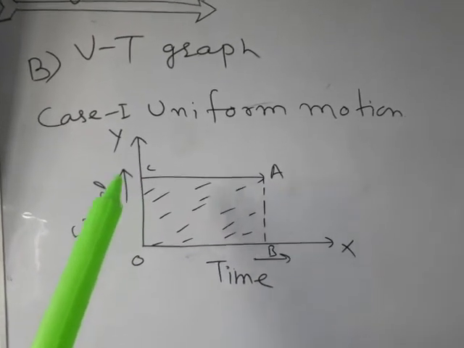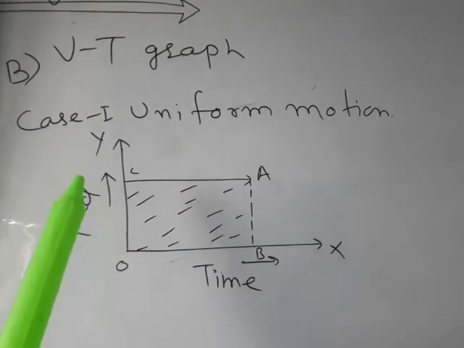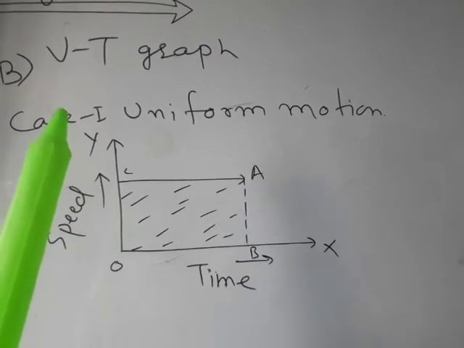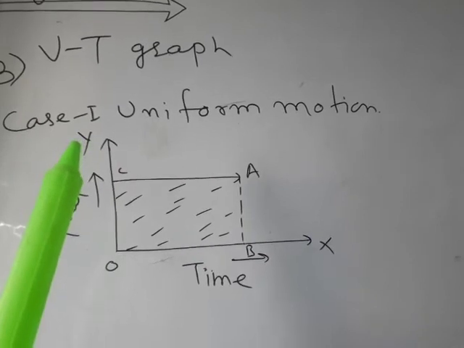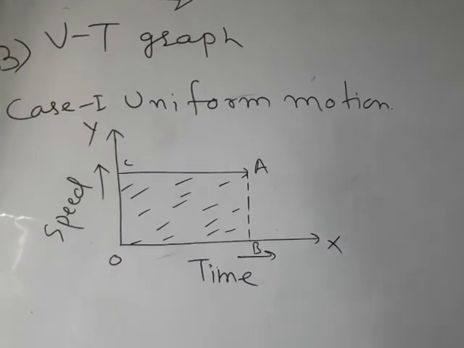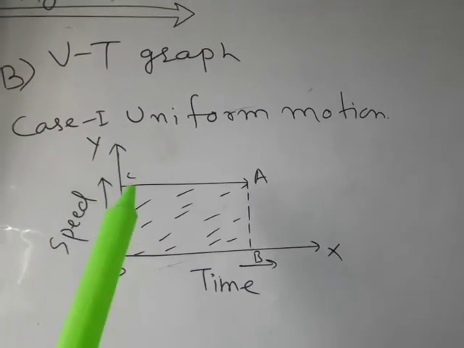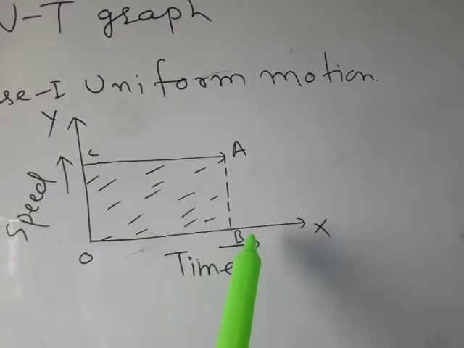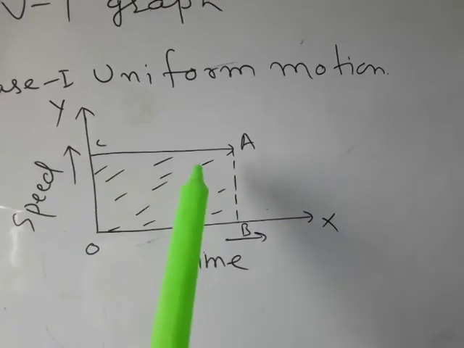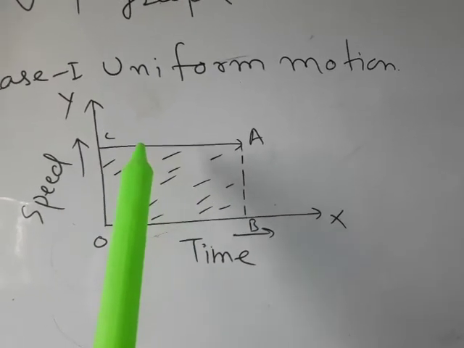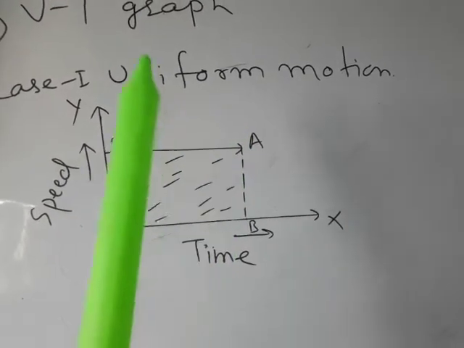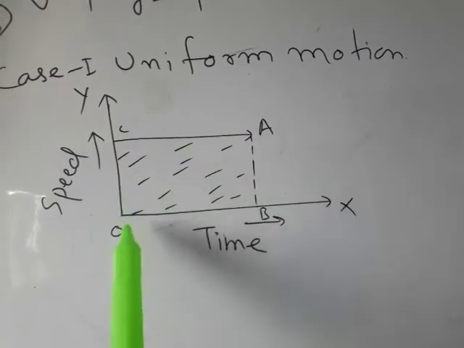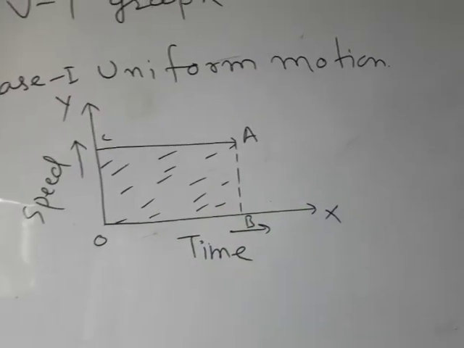The vt graph, or speed time graph, in uniform motion is a straight line parallel to the time axis.